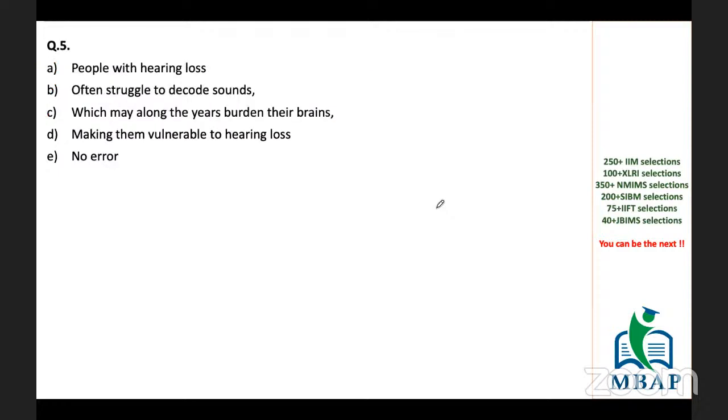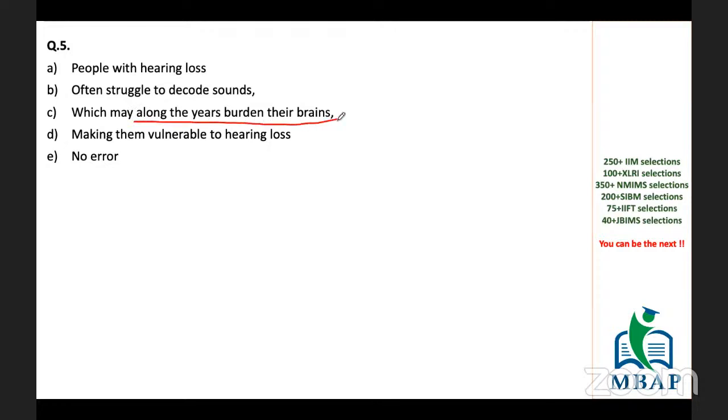Next. People with hearing loss often struggle to decode sounds, which may along the years burden their brains, making them vulnerable to hearing loss. Okay, so here we are talking about a person who is suffering from, or struggling with, hearing loss, and he struggles decoding the sound, which may along the years burden their brain.